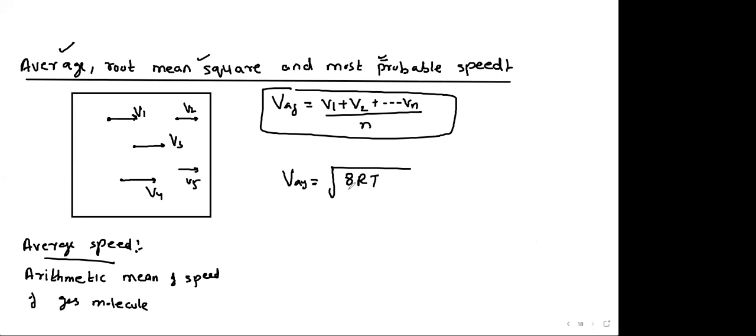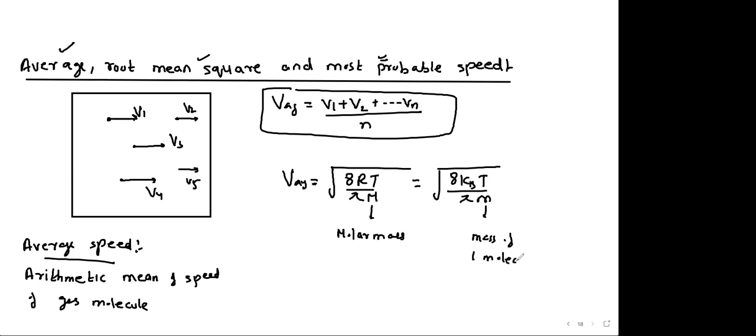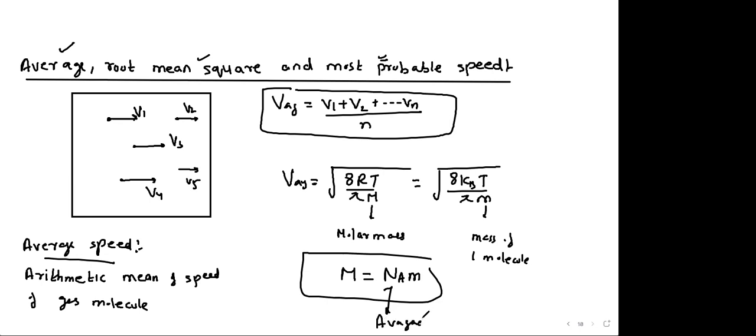That is the square root of 8RT by pi M, or you can write this as the square root of 8 kB T by pi m. Remember the difference between capital M and small m. Capital M is the molar mass of 1 mole, and small m is the mass of 1 molecule. You should always remember the relation between them: molar mass is Avogadro number multiplied by small m. This is the average speed. Just note it down. Then we'll do root mean square, RMS, and then the most probable speed.